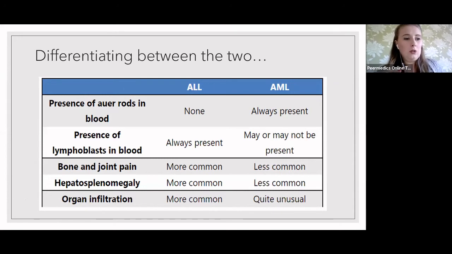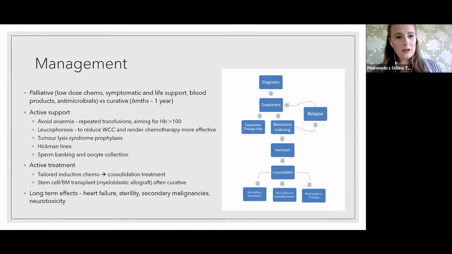Generally, your kind of weird, scary symptoms of the bony pain and the feeling of fullness or pain in the stomach you're going to get with ALL. Organ infiltration you tend to get with ALL, but you tend to get more skin and gum infiltration with AML. It's the silly little things like that you get with exam questions, where they'll sneak it in and you won't even notice it because you'll panic reading through the question, but then it sort of answers itself for you if you know the tips and tricks of how to spot it on an exam question. So how are you managing them?